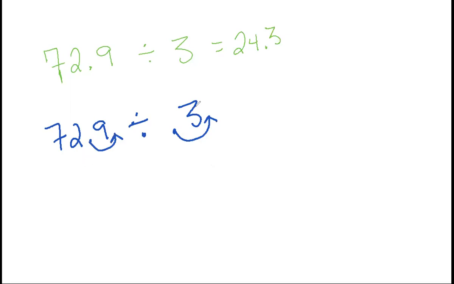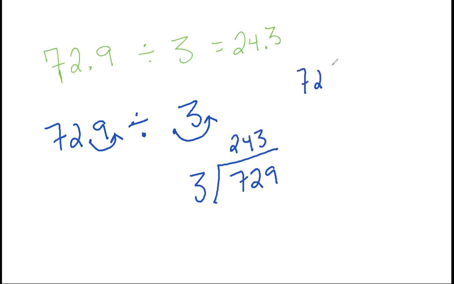So now that I've moved the decimal out, I'm ready to set up my division problem, right? I started off with decimals in both my dividend and my divisor, but because I cannot have a decimal in my divisor, I had to move it out. Whatever I do to my divisor, I have to do to my dividend. And now look, there are no decimals in my problem. So then my answer is going to be 243. So 72.9 divided by 0.3 is equal to 243.